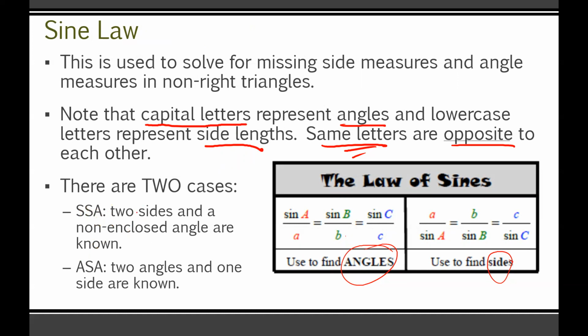This means you have two sides and a non-enclosed angle. In other words, the angle that's not in between those two sides is known. So you need to know three things: two sides and the angle that was not in between them. The other possible case is you know two angles, so ASA: two angles and one side length.